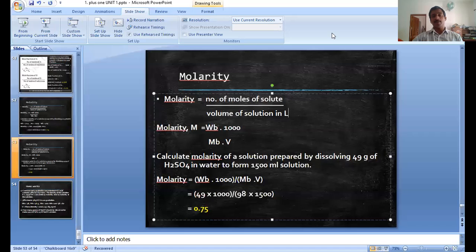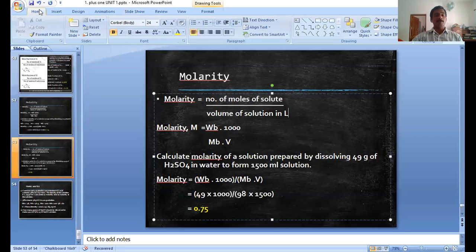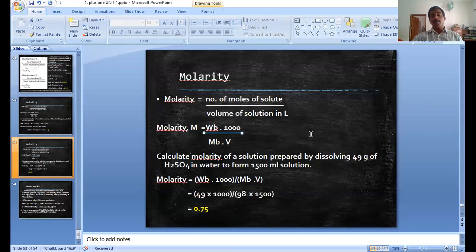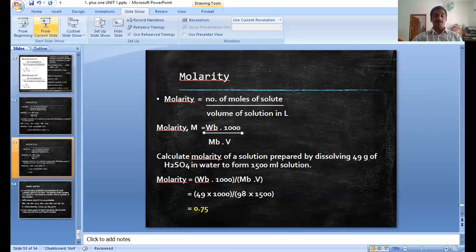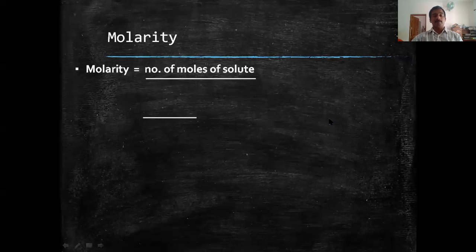WB into 1000 divided by MB into V, where V is the volume of solution in liter, sorry, in ml. In order to convert ml into liter, we are using this 1000 here. Here you can see 1000.